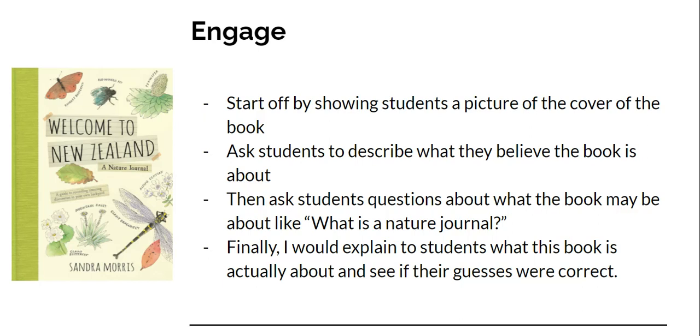So for the first E, I would engage my students. I'd start by showing the students a picture of the cover of the book, asking the students to describe what they believe the book is about, and kind of just letting them lead the discussion on that. And then I would ask students questions about what the book may be about, like what is a nature journal? And finally, I would explain to the students what the book is actually about and see if their guesses were correct.